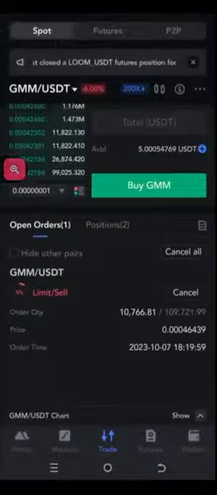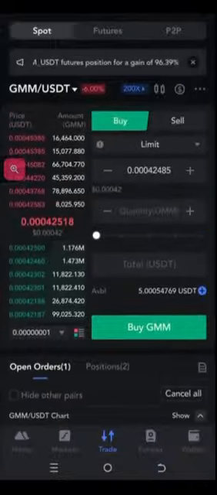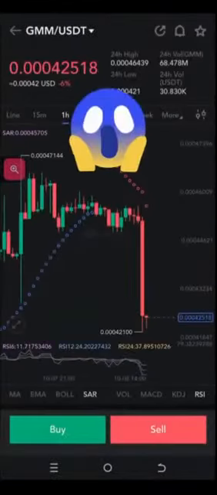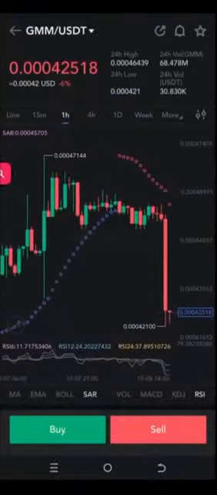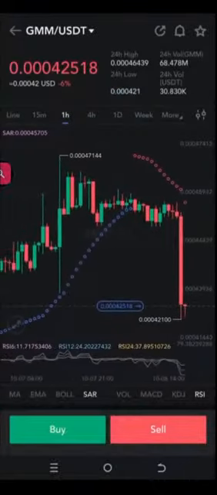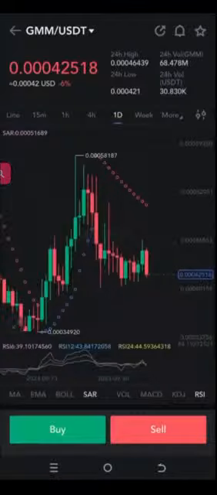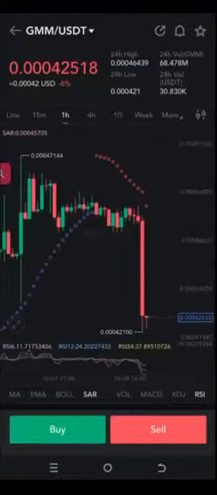Wow. And come to think of it, look at it. The price has dumped. Oh my God. This is terrible. It's really dumped. Wow. What do you suggest I do here? Because this is really terrible.